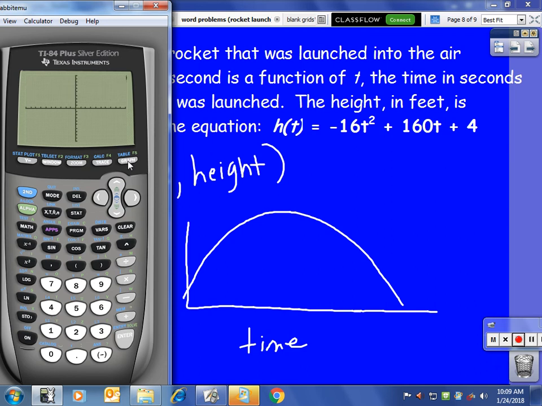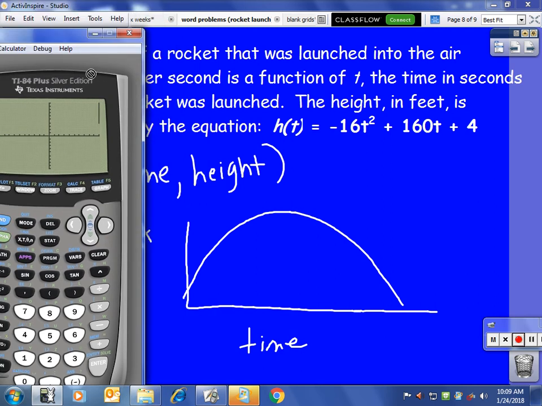Now, if I try to look at this picture in my graph, I hardly see anything, because this doesn't make sense for this real-life problem. Real-life parabolas usually only occur in the first quadrant. We've got a whole bunch of space we don't need, and what's happening over here is it's off the screen of my calculator. I can adjust what I want to see in my calculator.